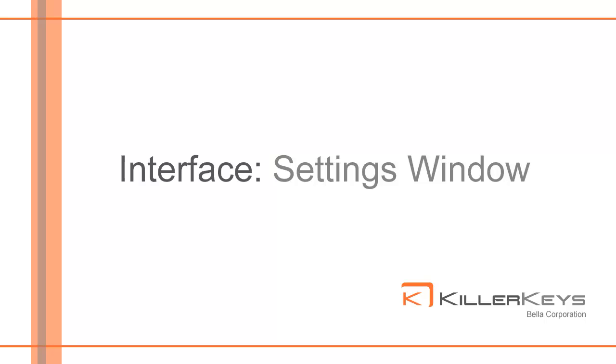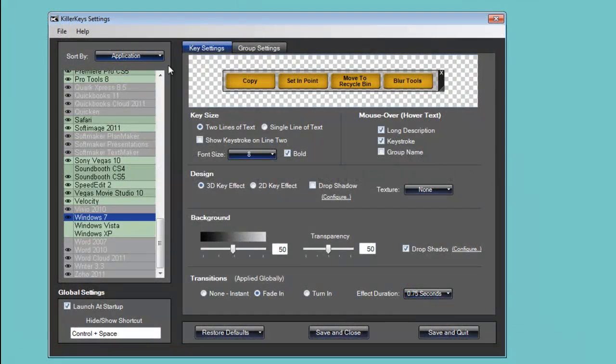The Settings window is where you can see your list of applications, make general application settings, get access to help and licensing information, change the appearance of KillerKeys, manipulate groups, and create macros. Let's start with the applications list.